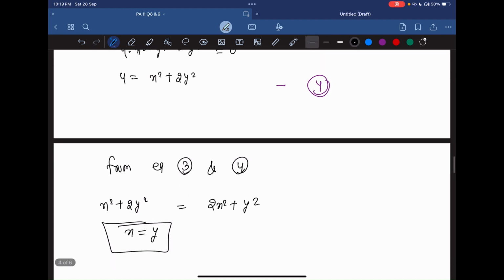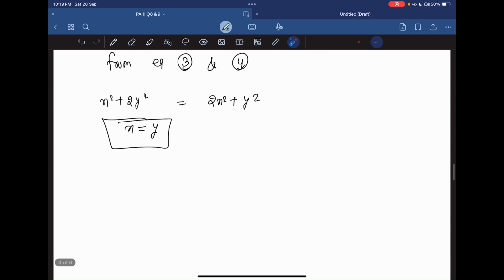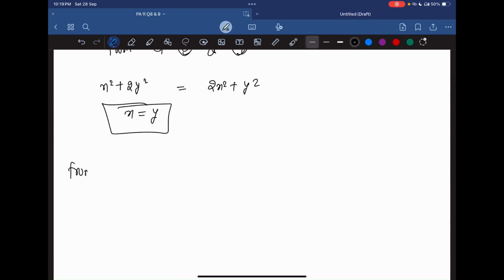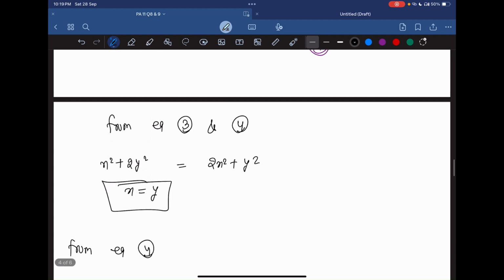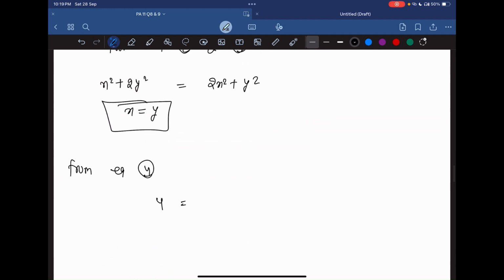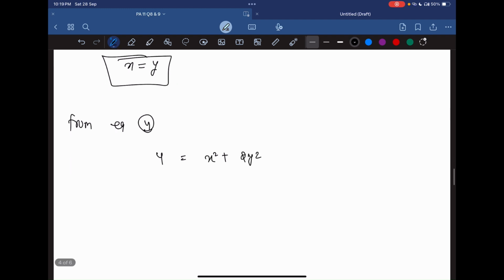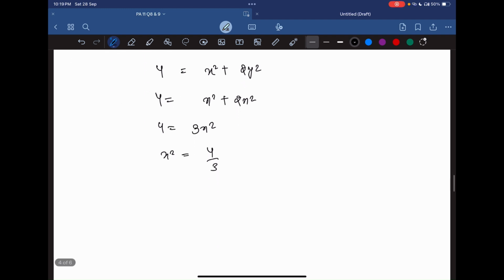Now we can put this result in any of these equations and get the value of x and y. So let's put the result in equation 4. So from equation 4, that is 4 equal to x square plus 2y square, if we put x equal to y here, then 4 equals 3x square. x square is 4 by 3. So x is plus minus 2 by root 3.